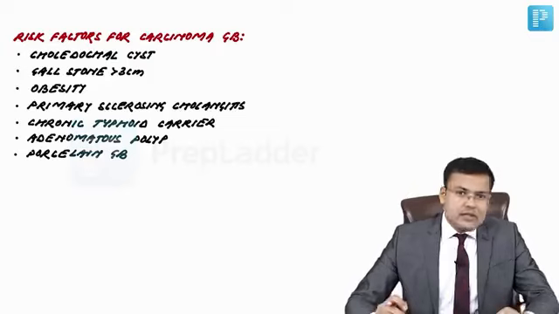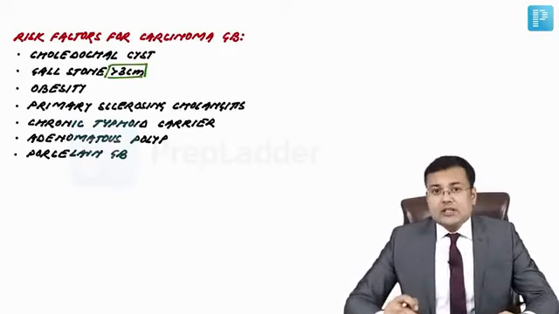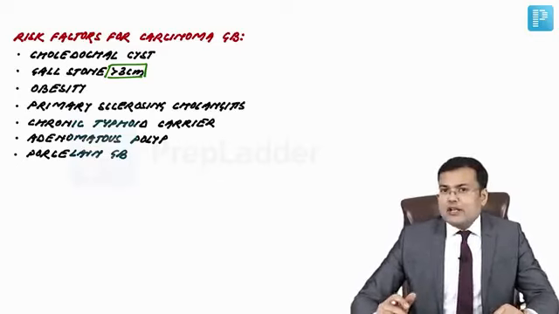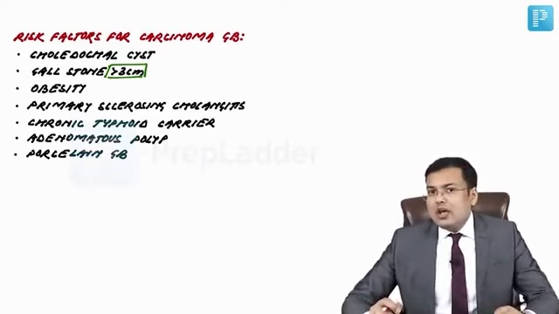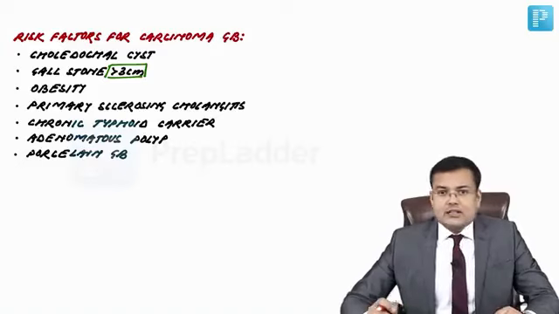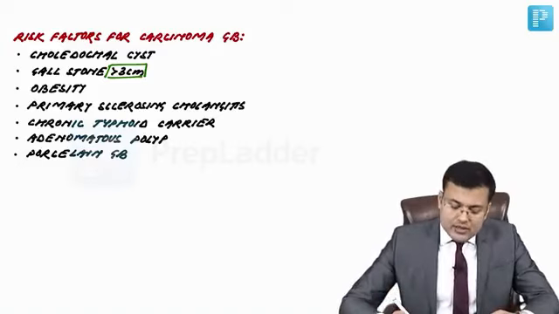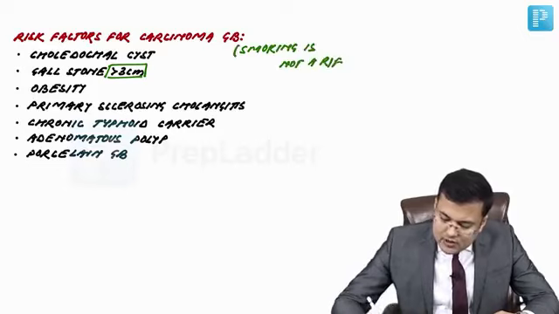Now we are going to discuss carcinoma gallbladder. First, see what are the risk factors. First is choledochal cyst. Second, gallstone. Large gallstones. What should be the size? More than 3 cm. Obesity, primary sclerosing cholangitis, chronic typhoid carrier, and we discussed adenomatous polyp, it is premalignant, and porcelain gallbladder, which has increased risk of carcinoma gallbladder. So these are the risk factors for carcinoma gallbladder. One important point, smoking is not a risk factor for carcinoma gallbladder.